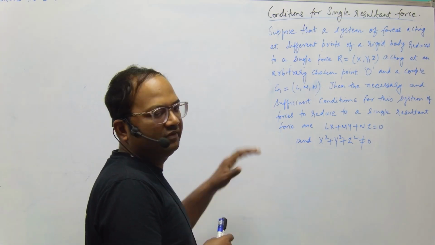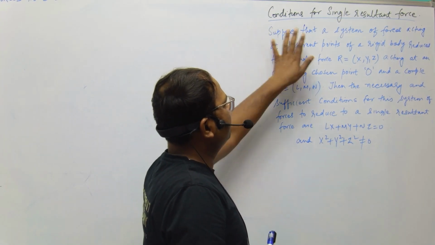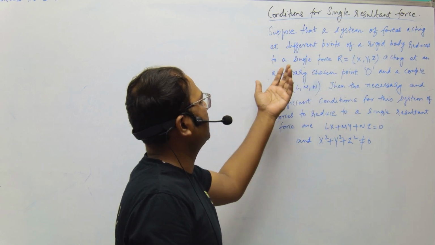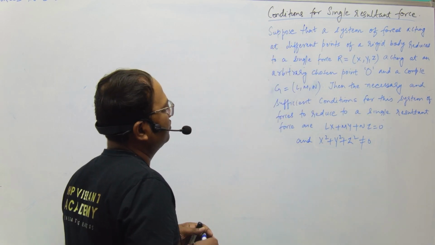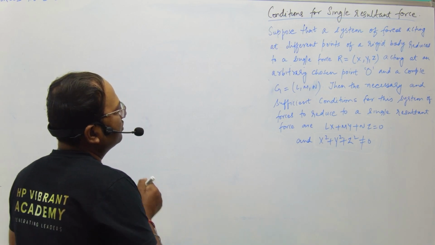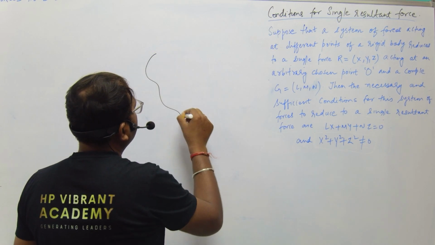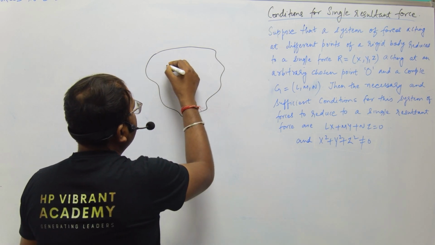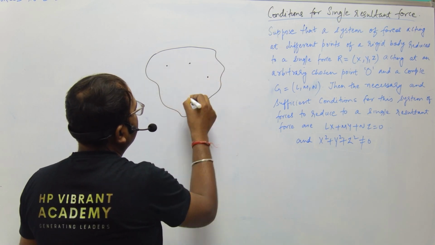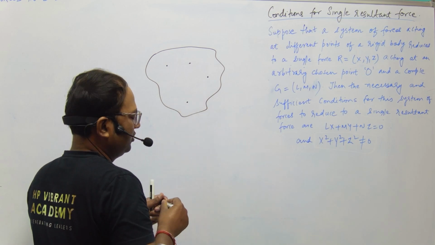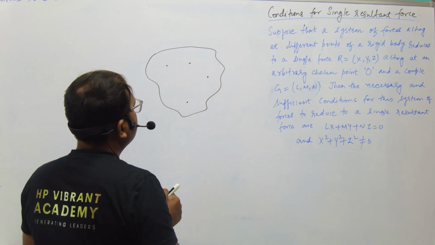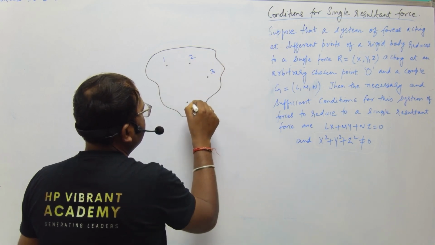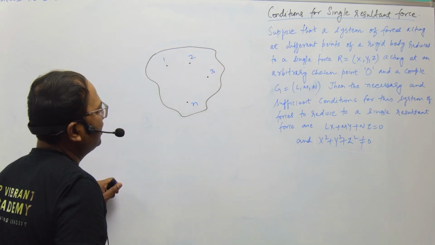So we have the conditions for the single resultant force. Suppose that a system of forces is acting at different points of a rigid body. So we have a rigid body and a system of forces. Let us take a few points. Let us name these: this is point 1, this is point 2, this is point 3, and this is point n.